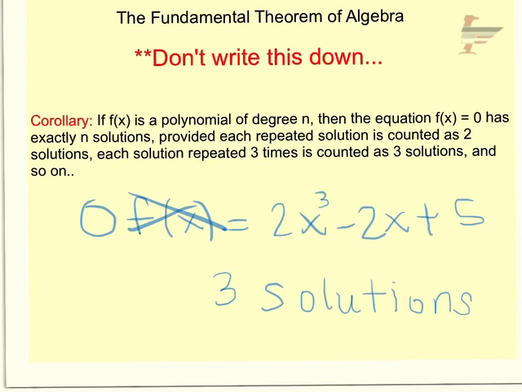However, we're going to add on to that, provided each repeated solution is counted as 2 solutions. Each solution repeated 3 times is counted as 3 solutions, and so on. So we'll talk about how you know if you have a repeated solution next, but if you have a third degree function, possibly one of those solutions is repeated twice, and that means that you have 2 solutions, but it's just repeated, and then you might have the third solution being something else. And again, I'll give you examples of that.